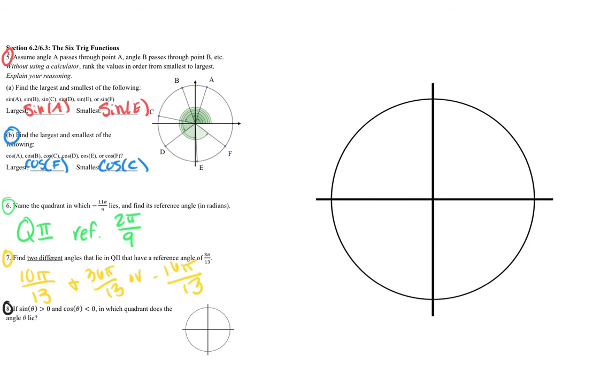Okay, so it's asking us if sine of theta is greater than 0 and cosine of theta is less than 0, in which quadrant does the angle theta lie? So remember, sine of theta is equal to our y-coordinate where our angle meets the circle. So if sine of theta is greater than 0, that means sine of theta is positive. So that could be either in this quadrant or this quadrant, because our y-axis is positive there.